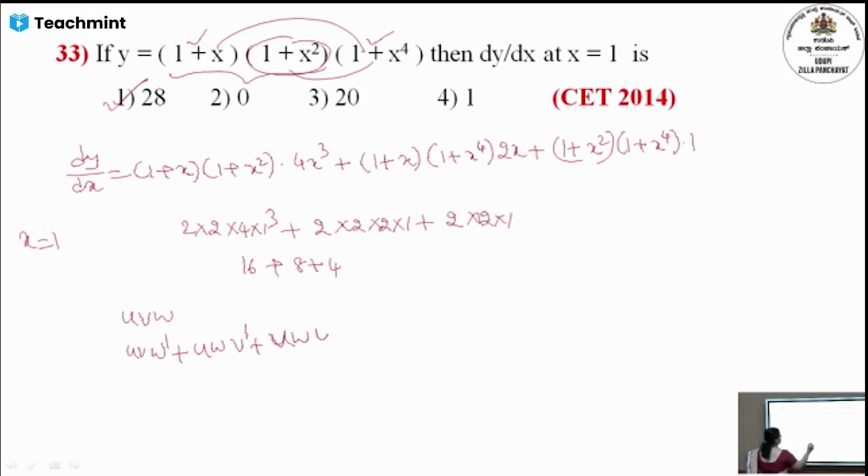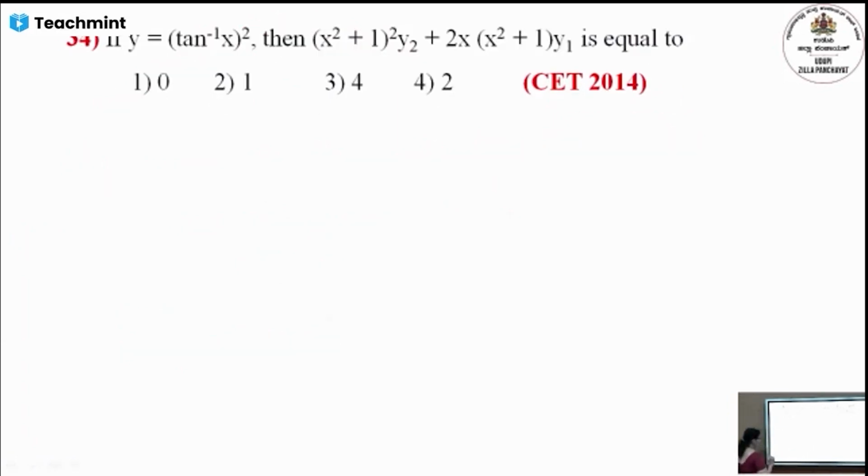Derivative of U, product of three functions. Okay. y is given to be what? Tan inverse of x whole square. So let us differentiate. Derivative is also denoted by y1. X squared means derivative is 2x. So tan inverse x whole square derivative is 2 tan inverse x. Then derivative of tan inverse x is 1 by 1 plus x squared.